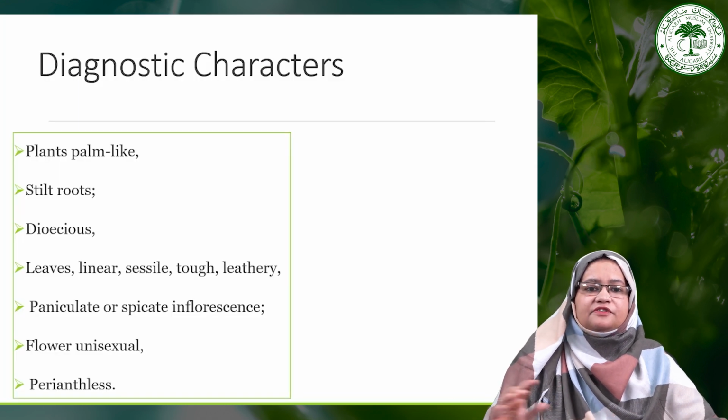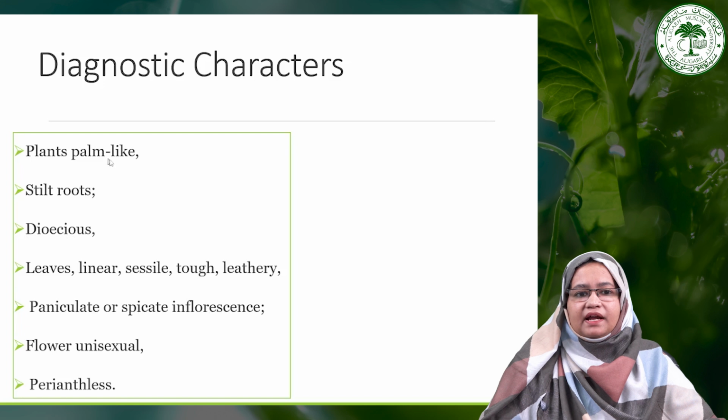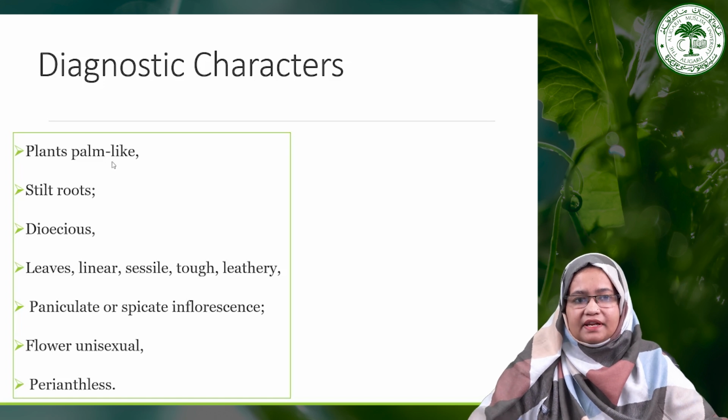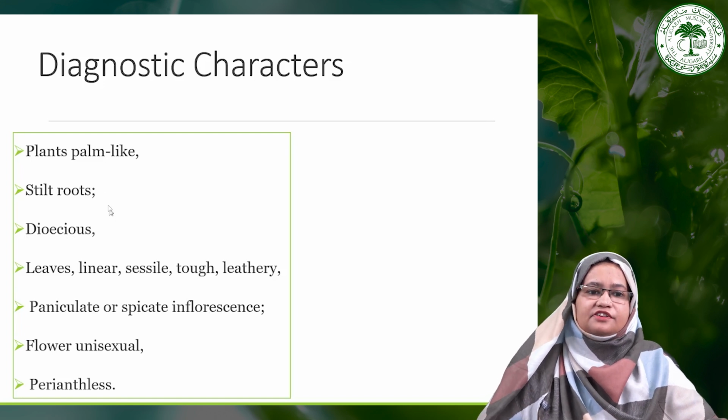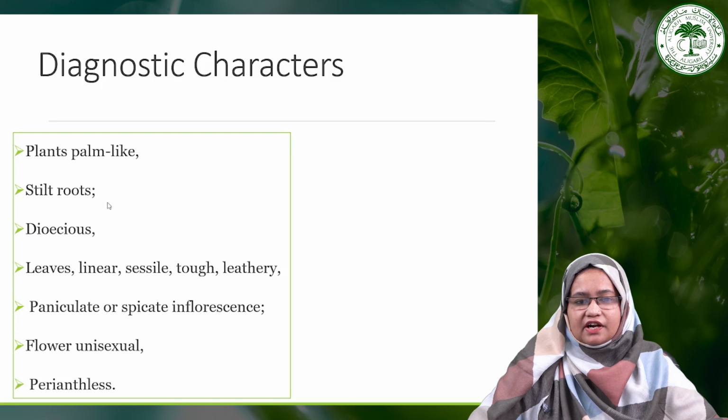So if we see the diagnostic characters of this particular family, their plants have a palm-like appearance. They have stilt roots that support the trunk of the stem. The plant is dioecious in general. They have separate plants for the male and female flowers. The leaves are linear, sessile, tough and leathery.